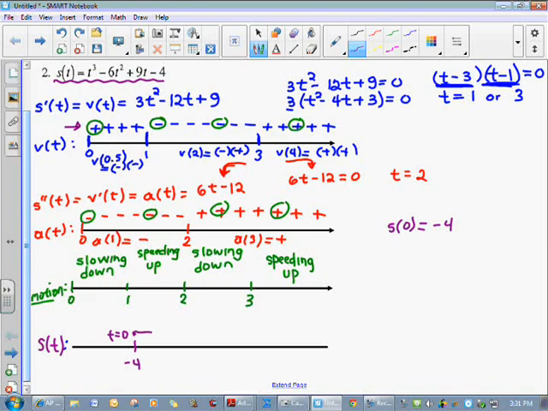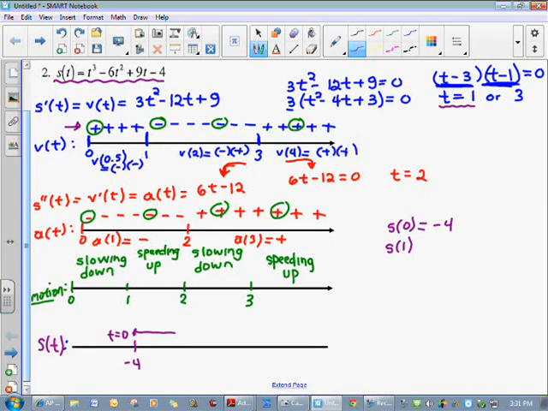Now, I don't want to get too overzealous here and try to draw that in its entirety because I don't know exactly when it's going to stop. Well, I take that back. I know when it's going to stop, but I don't know where it's going to stop. Now, if we think back to when it stops, that was at time 1, if you remember that from our analysis of velocity. So we need to figure out s of 1.